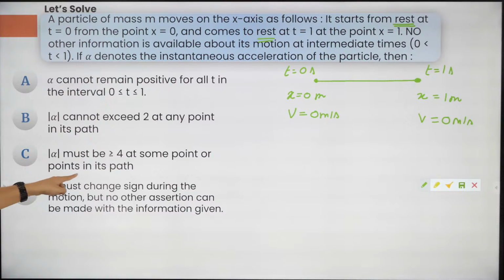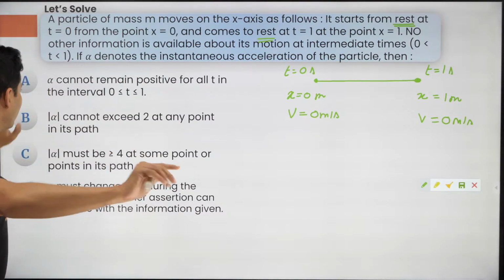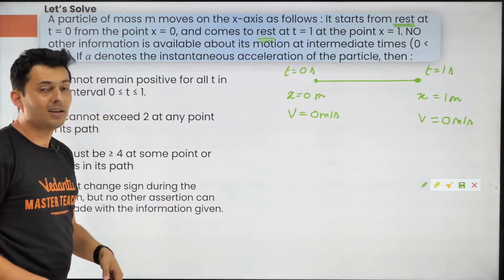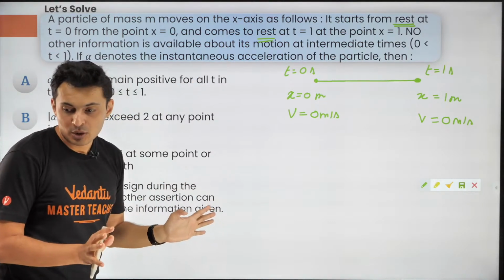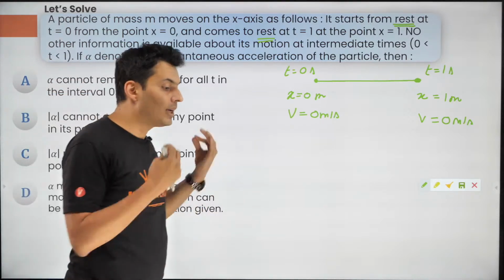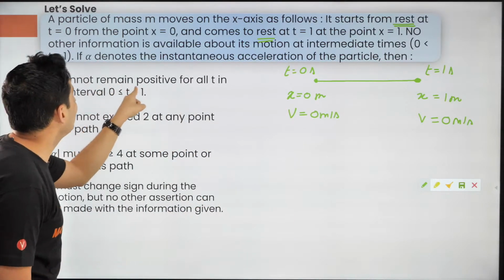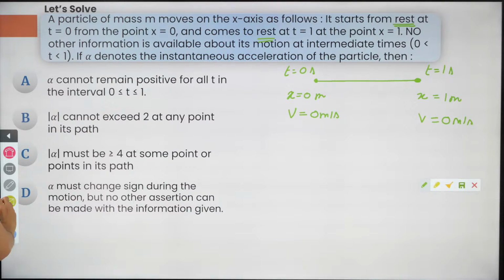So guys, alpha must change the sign during the motion. Think about it. Alpha cannot remain positive for all t in the time interval. What do you think, guys? Look at the first option and the D option. Do you think option A is correct? Alpha cannot remain positive. That means you cannot just accelerate. You have to decelerate. So alpha will not remain positive throughout the motion.